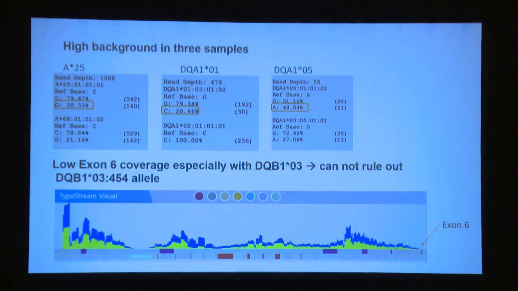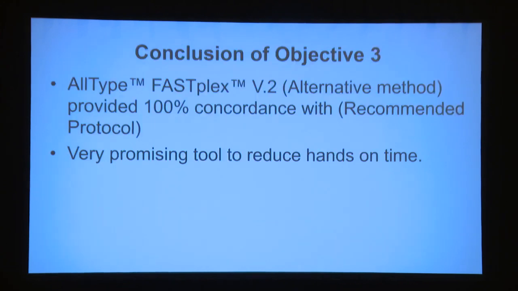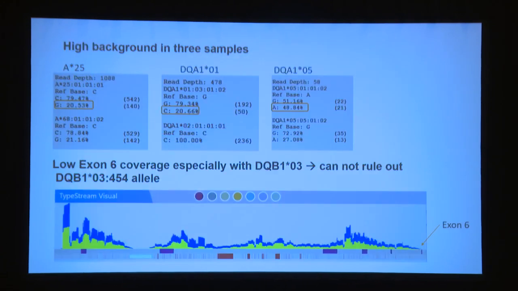The other thing we notice with this alternative method is that exon 6 usually has fewer reads. When we use this alternative method, it has more or less reads, and that results in one of the ambiguities that we saw. We have seen it in most of the samples typed as DQ beta 03, where it just cannot resolve the 03454, which is a very rare allele.